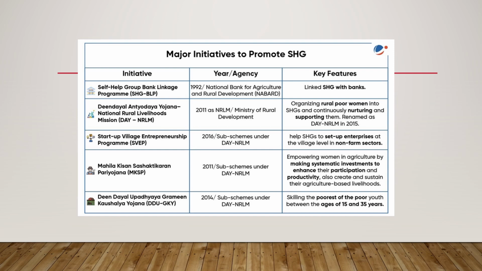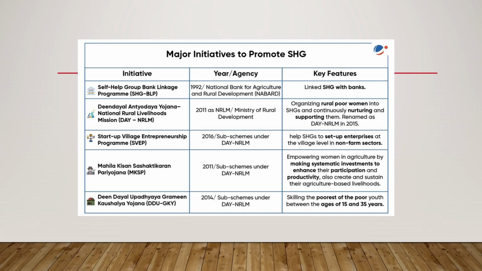What are the major initiatives to promote self-help groups? We have initiatives like the Self-Help Group Bank Linkage Program. It was initiated in the year 1992 by the National Bank for Agriculture and Rural Development. A key feature is that it links the self-help groups with the banks.